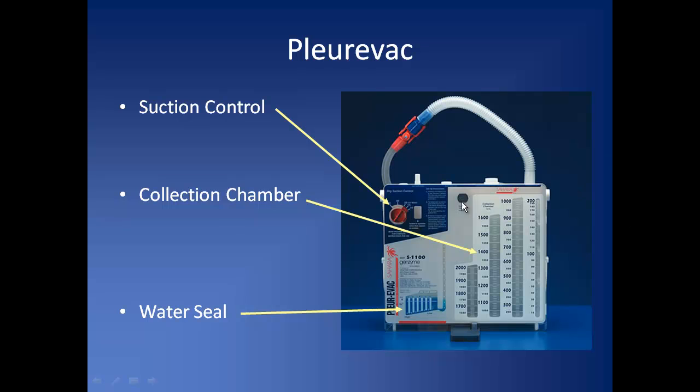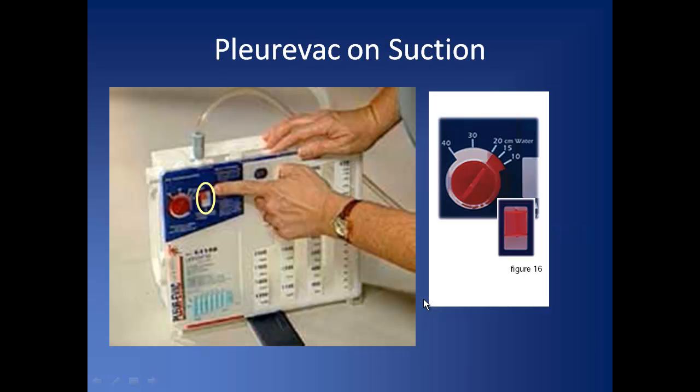You have a suction control here, and that way you can make the suction either higher or lower. So it's not the suction on the wall that determines how high it is, it's this dial. And then you have the water seal. When you have your Pleurovac in suction, there's a little orange doohickey here that springs up. The nurse, a well-meaning nurse, can think that everything's hooked up, but the suction's not on, or there's not enough suction. So if you don't see this little orange doodad up there, you're not on suction.